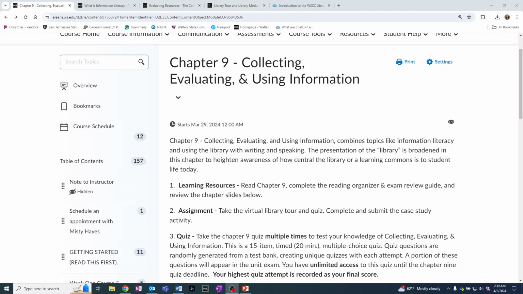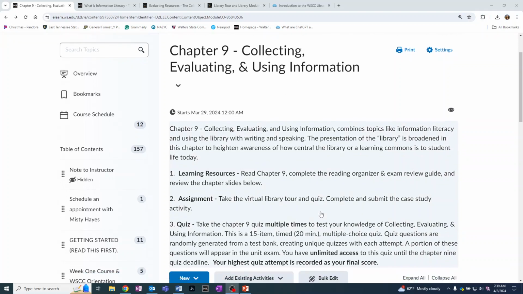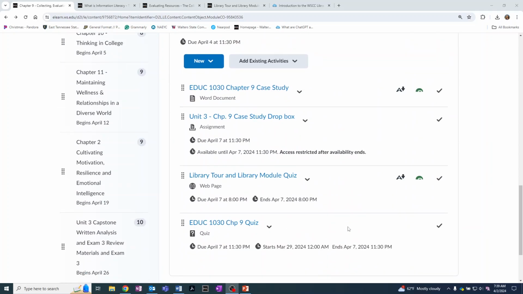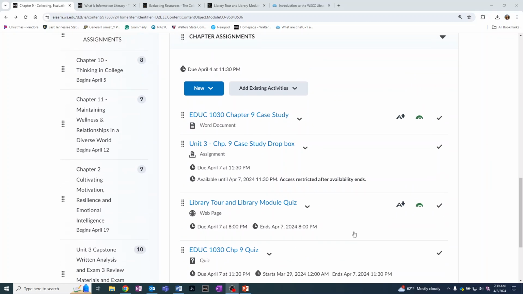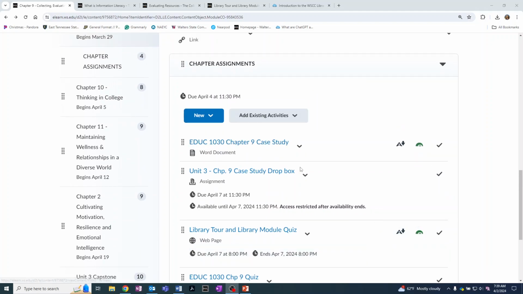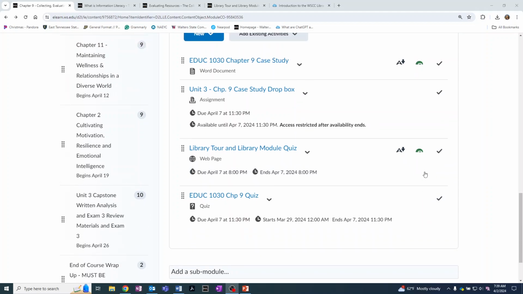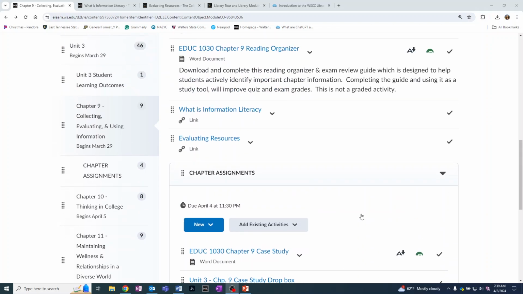There is going to actually be a second quiz. This is a bonus quiz that is in our course for chapter 9. If you scroll down to assignments, you're going to have your regular chapter assignment and your chapter 9 quiz, but there is something called a library module quiz. You can earn bonus points on this quiz. I do encourage students to take it. We'll talk about that just in a minute, but I wanted to put that at the forefront.